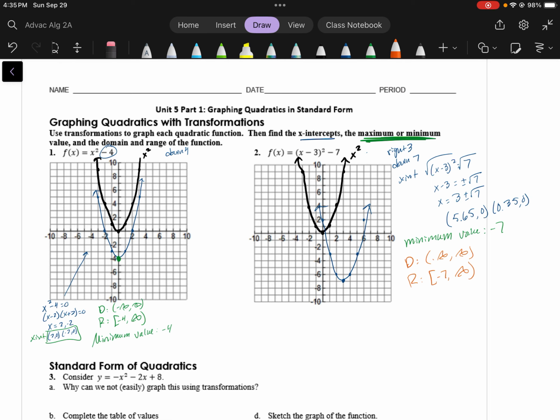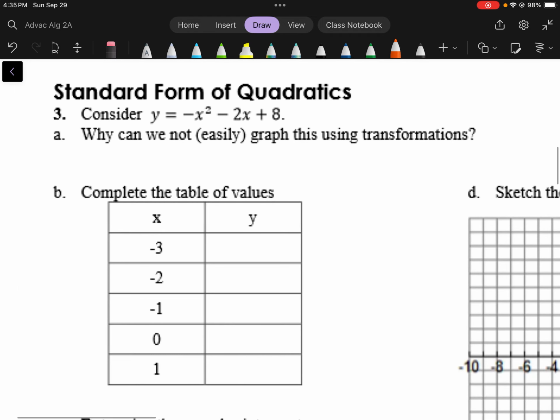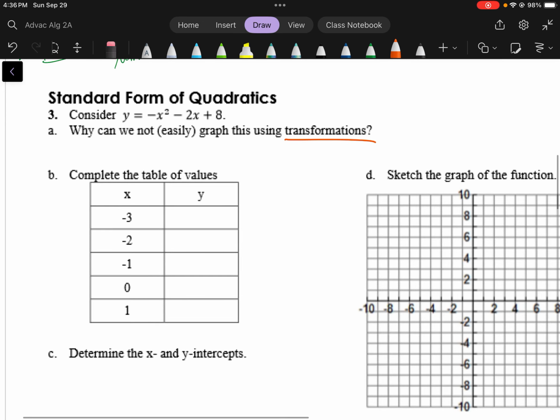I know I'm going really quick, but a lot of that is just kind of graphing it and seeing what happens. So for the standard form for quadratics, we get this as an example. Well, this is not as easily graphed because it's hard to tell what the transformations are. It's really tough to look at this and say, oh, I'm going up or down this much, or I'm reflecting and that kind of stuff. It's a little bit harder to see.